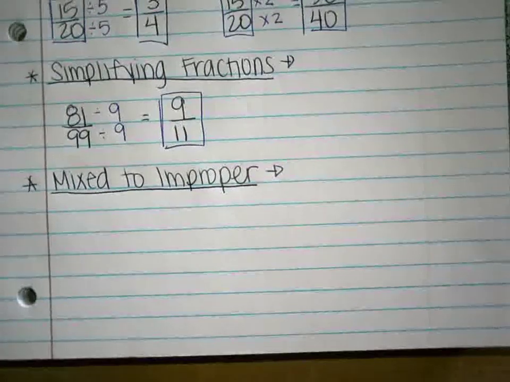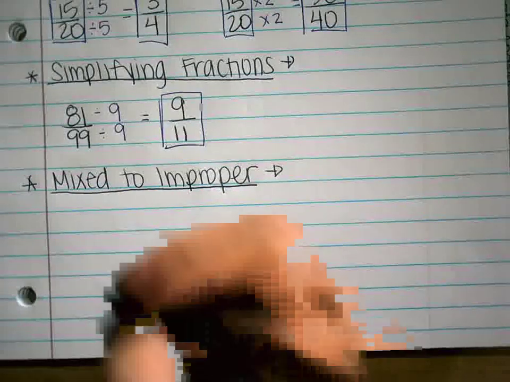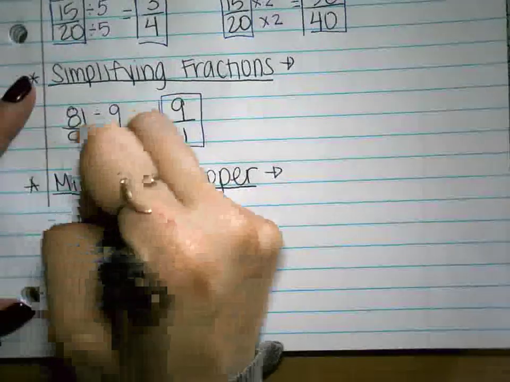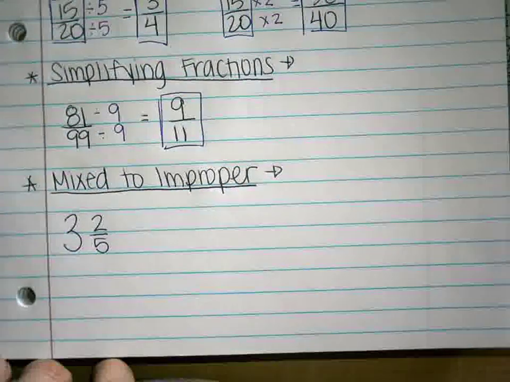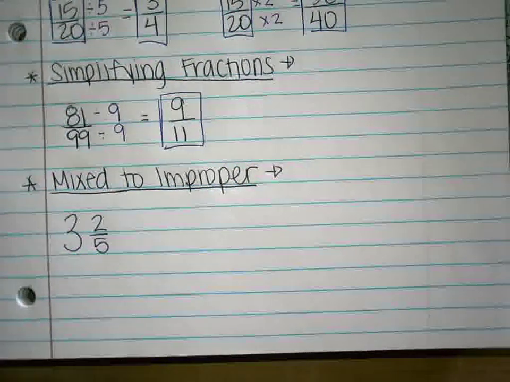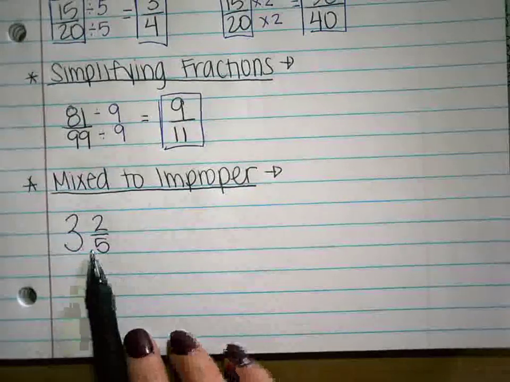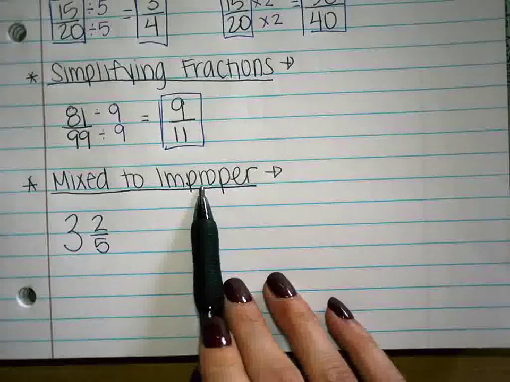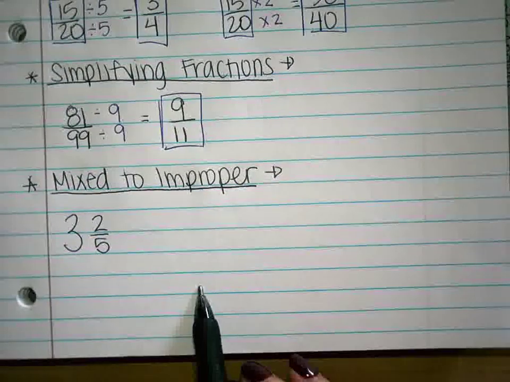Someone give me a mixed number. Give me an example. Brock? 3 and 2/5. Perfect. 3 and 2/5 is a mixed number. A mixed number is a whole number and a fraction written together. And I want to change it to an improper fraction. What's an improper fraction? Someone give me an example. Max? Its numerator is bigger than the denominator. So an example, Jared? 32/10. Excellent. So I want to change this mixed number to an improper fraction, which means I want the number on top bigger than the number on bottom.